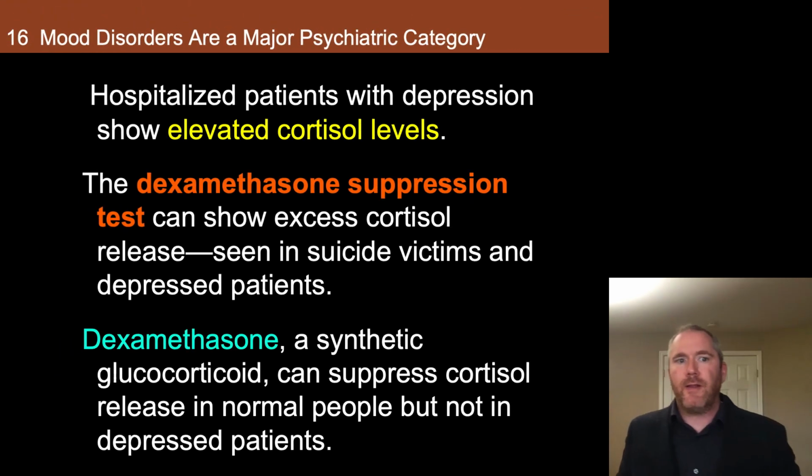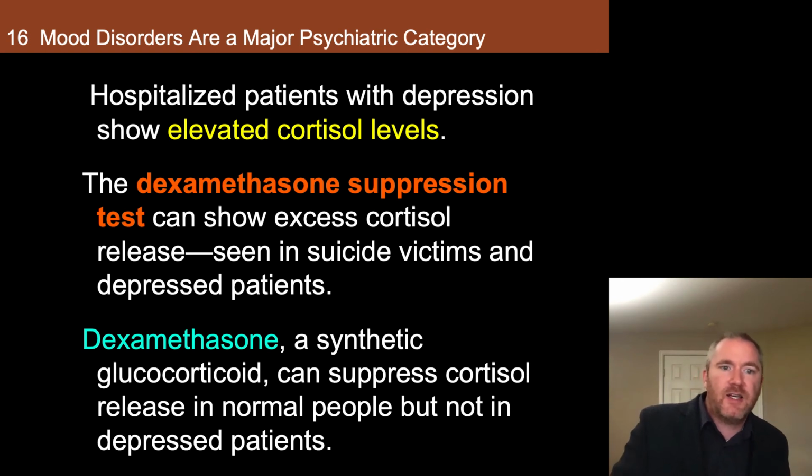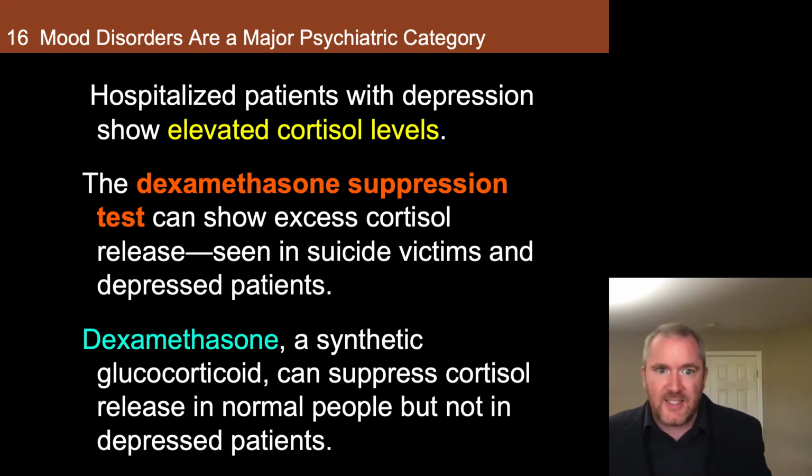Supporting this notion that cortisol disruption could be involved in the etiology of a subset of depressed patients, hospitalized patients with depression often show elevated cortisol levels. The dexamethasone suppression test is one option that you can use to test whether the excess in cortisol release is due to dysfunction of the HPA axis. You know, this is often seen not only in depressed patients, but also suicidal ones. And again, there's an unfortunate relationship there.